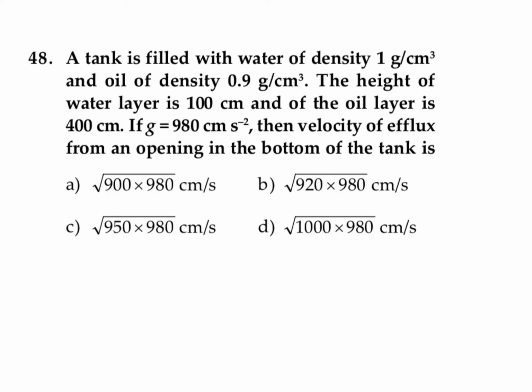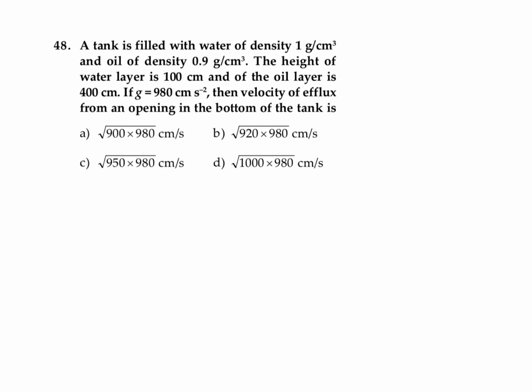In this question, it is given that a tank is filled with water of density 1 gram per centimeter cube and oil of density 0.9 gram per centimeter cube. The height of the water layer is 100 centimeter and that of the oil layer is 400 centimeter. If g is equal to 980 centimeter per second square, then the velocity of efflux from the opening at the bottom of the tank is. So first of all, just try to understand the situation over here.